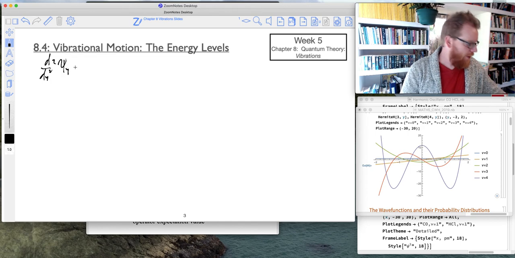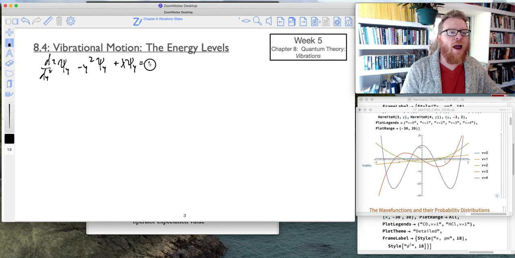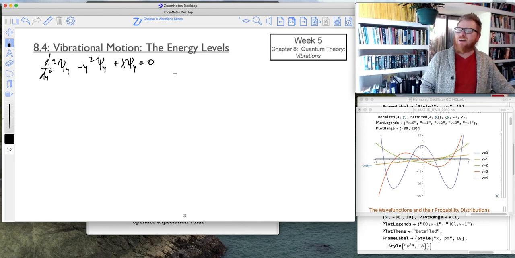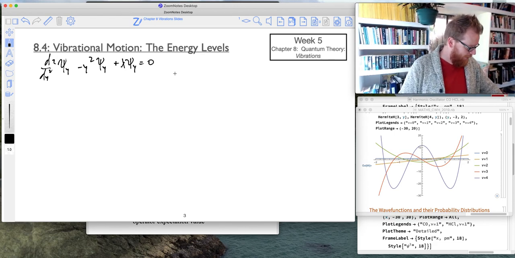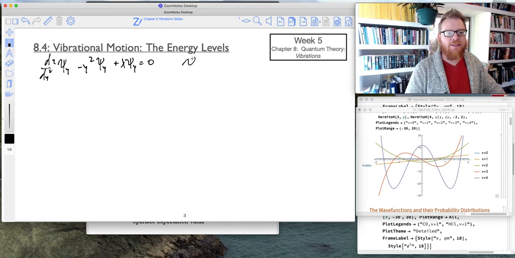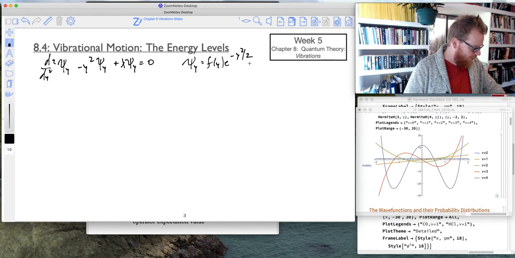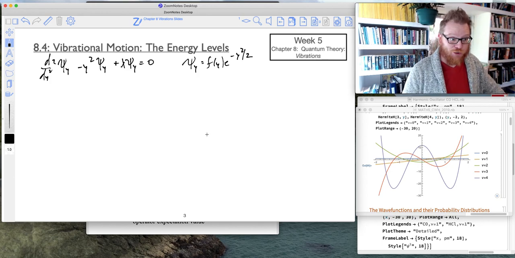Second derivative in y. And again, we'll address this transformation of coordinates soon. I don't want you to be too worried about it. For now, it just helps us kind of ease through the solution. Okay. And so let's see here. If my guess is psi of y equals f of y e to the negative y squared divided by 2, then this starts to become a mess, and I'll show you.